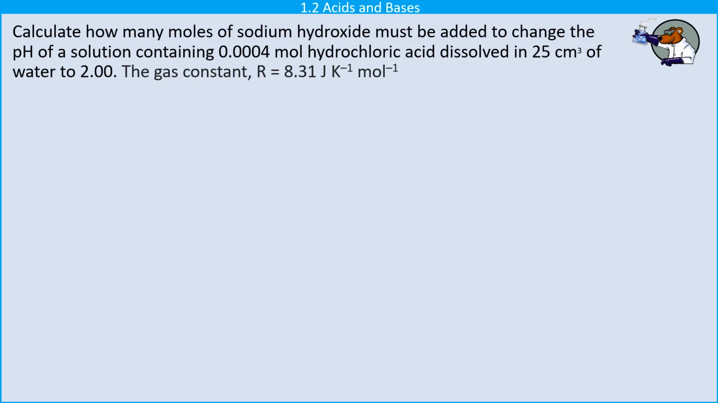This question is about a partial neutralisation. So we have some acid, we're adding some base, and although it's not neutralising the acid completely, it is raising the pH slightly to a stated value.